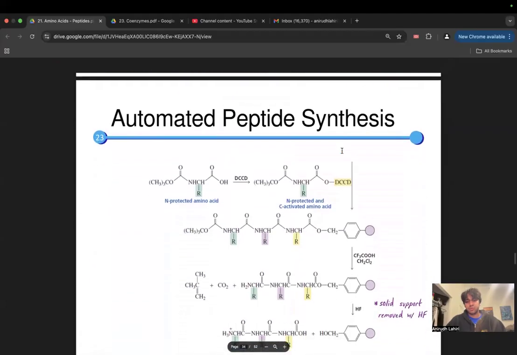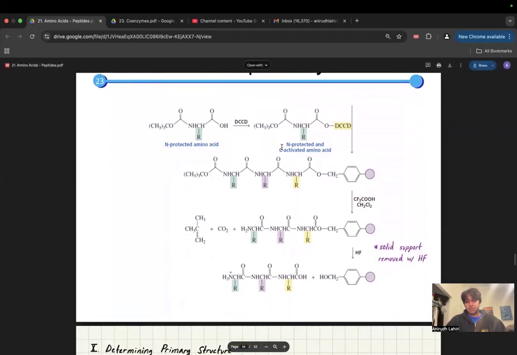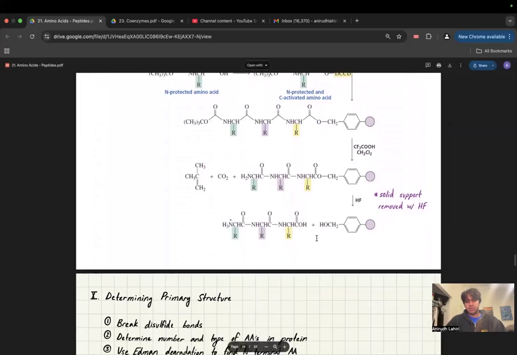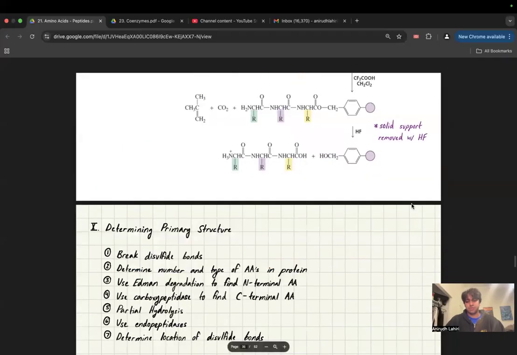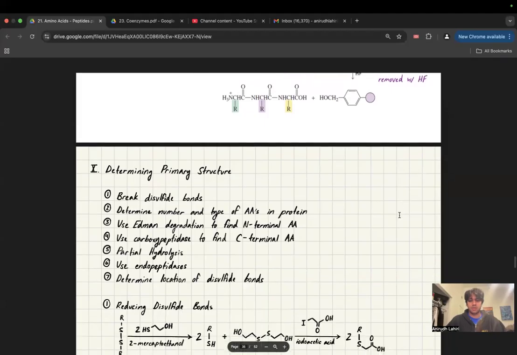Cool. The only thing to call out, guys, is the solid support is removed with hydrofluoric acid, HF, in the final step. Supports, protecting groups, all these things are always removed with some type of acid.